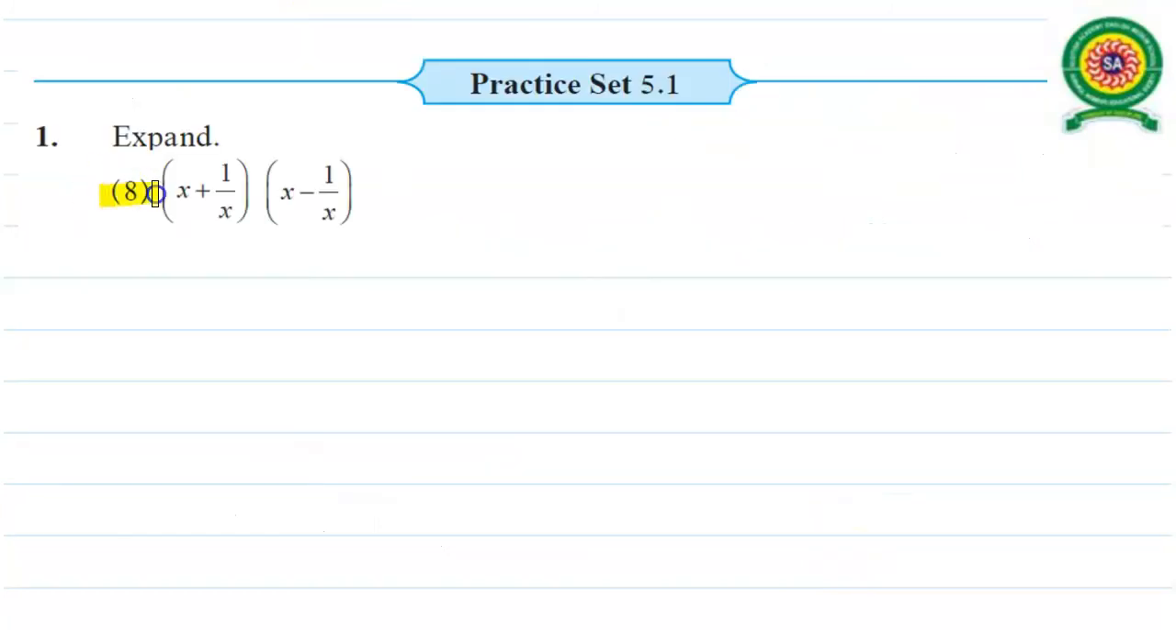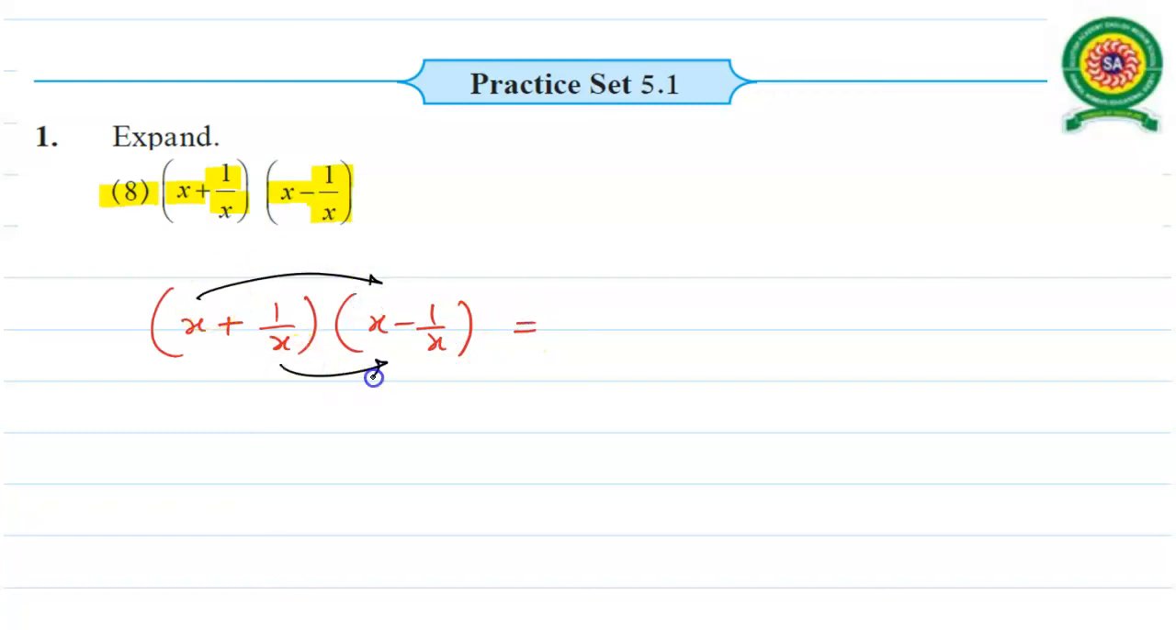Now look at the 8th question. Expand x plus 1 upon x whole into x minus 1 upon x. So I am writing the question first. We have to expand x plus 1 upon x into x minus 1 upon x. First of all, distribute x over the second bracket and next to it positive 1 upon x over the second bracket, so that we are getting x into x minus 1 upon x plus 1 upon x into x minus 1 upon x.